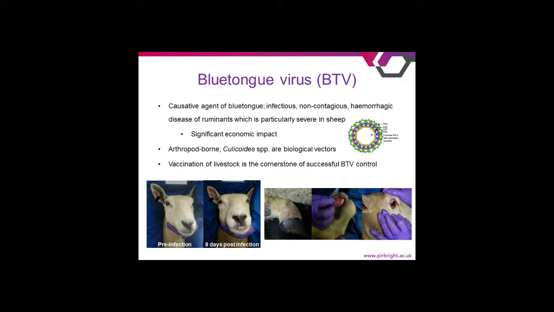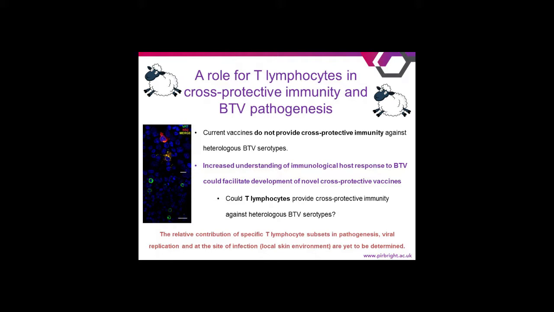As you can see, it causes facial edema, inflammation of the coronary band, and reddening of the eyes and mucosal membranes. It's arthropod-borne, so it's transmitted through the bite of an infected Culicoides midge. And currently, whilst vaccination of susceptible livestock is at the cornerstone of successful BTV control, the problem that we have is that the monovalent inactivated vaccines that are available don't provide cross-protective immunity against the many heterologous BTV serotypes, of which there are at least 27.